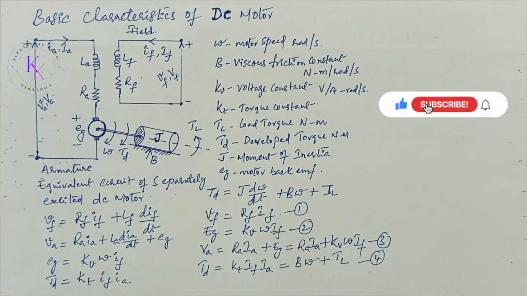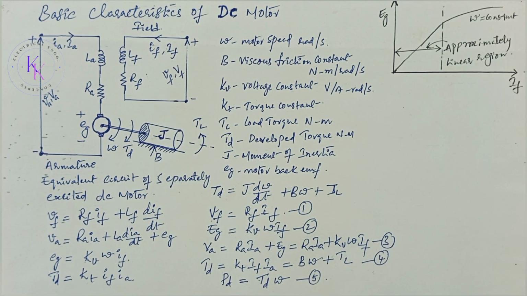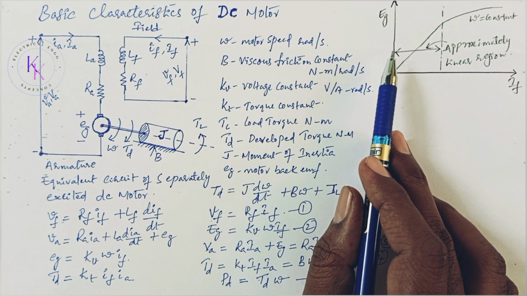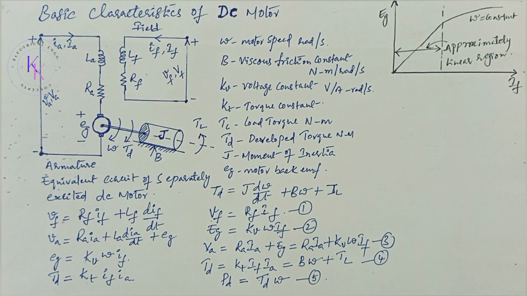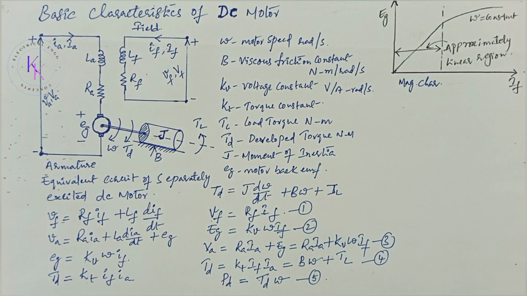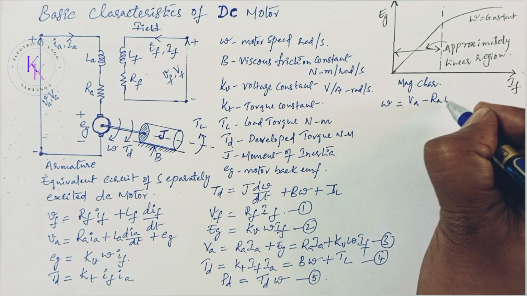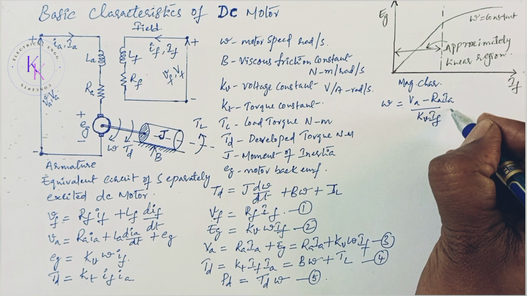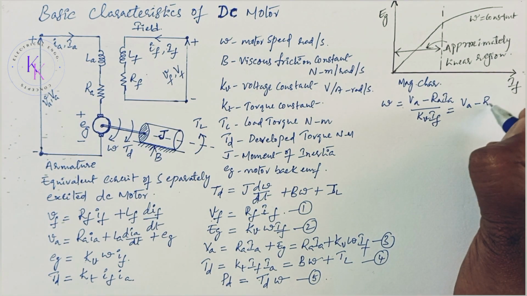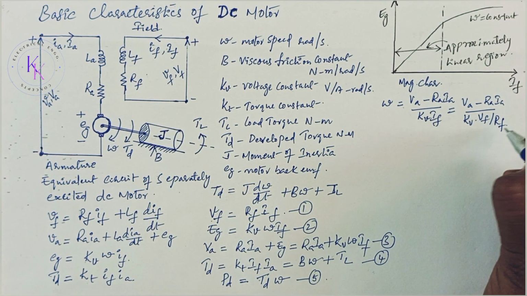Then the power developed is given by PD equals the torque developed multiplied by the motor speed omega. The relationship between the field current IF and the back EMF EG is nonlinear due to magnetic saturation. These are magnetizing characteristics. From equation 3, the speed of a separately excited DC motor is given by omega equals VA minus RA IA divided by kV IF, which equals VA minus RA IA divided by kV VF by RF. That is equation 6.